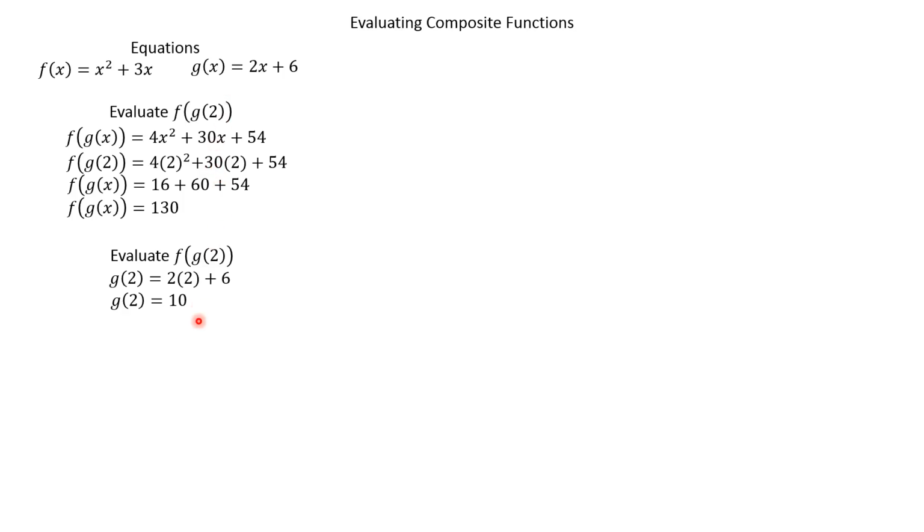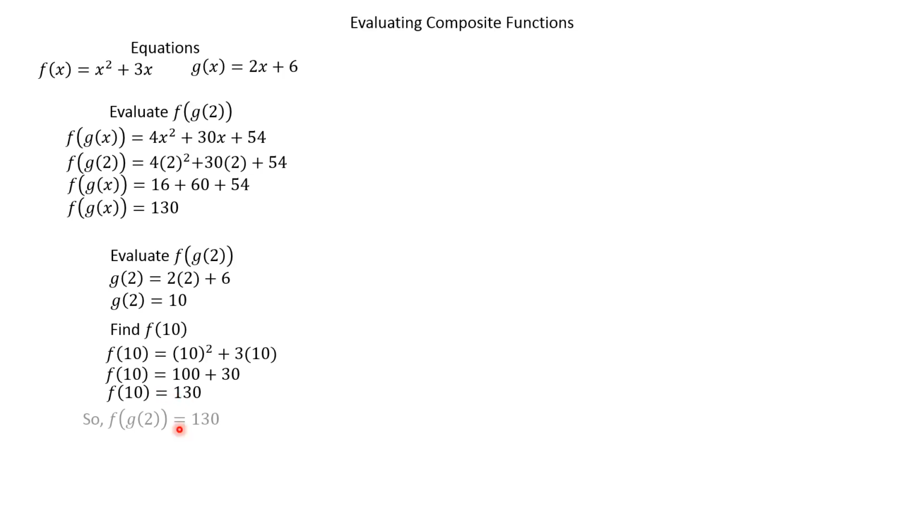Well, if g of 2 is 10, we really just need to find f of 10. So in the f of x function, we plug in 10. 10 squared plus 3 times 10. It's going to be 100 plus 30. So f of 10 is 130. So f of g of 2 equals 130.